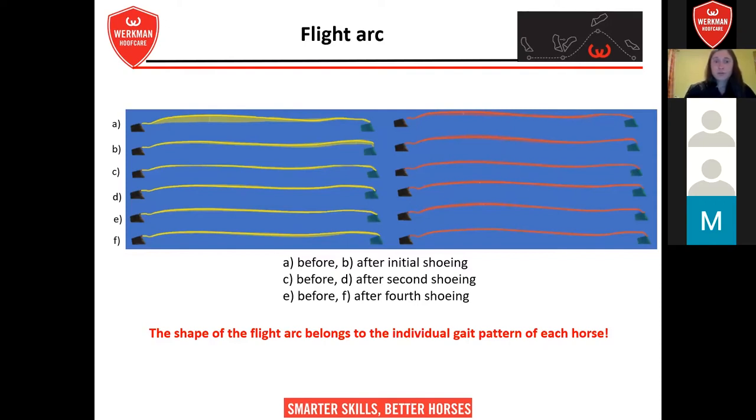And everybody who knows me knows that I showed quite often the motion pattern of the hoof on the ground during stance phase. And I always said the motion of the hoof during stance phase is like a fingerprint. It's very stable, very repeatable, and it belongs to each individual, and it's not changing. So usually you need something really severe to change the motion pattern of an individual. And it's the same with the flight arc.